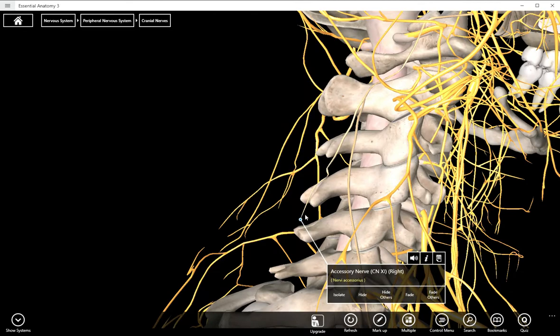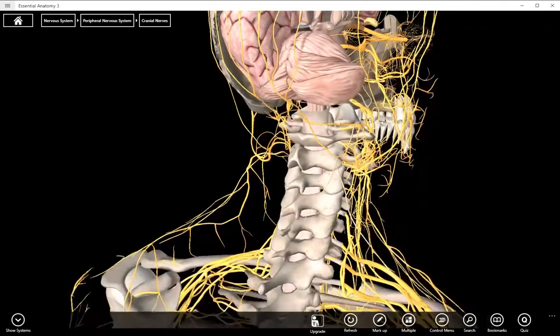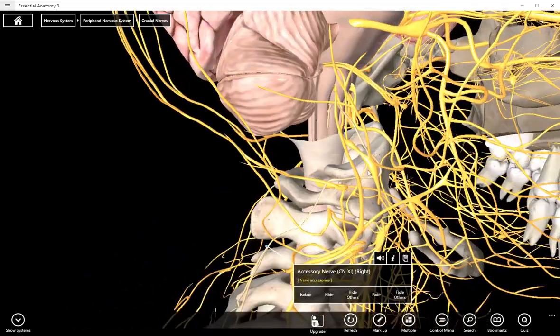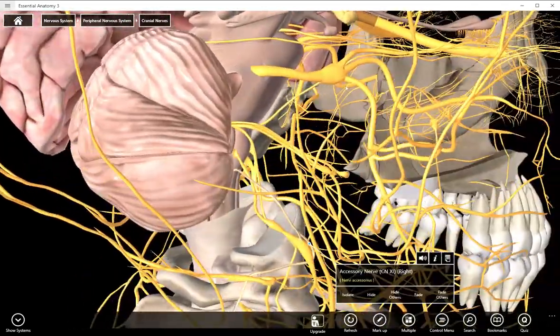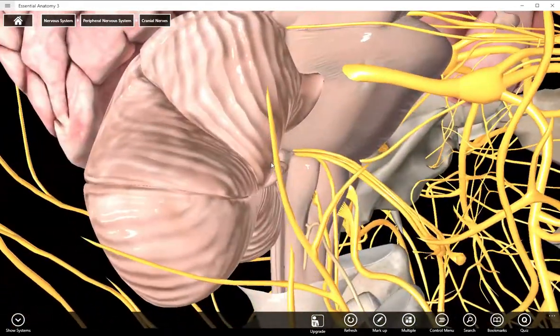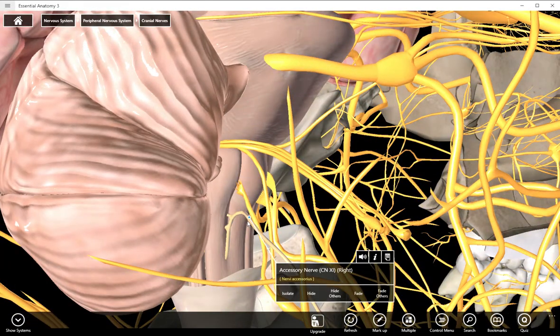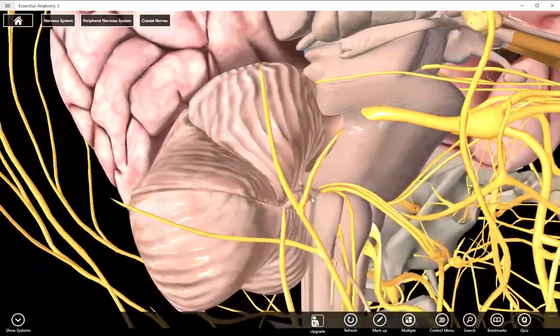And there it is, so it's giving some innervation to your trapezius muscle. That is one of the nerves that innervates your trapezius. So if you shrug your shoulders, it's actually a cranial nerve that's accomplishing that for you. It's innervating your trapezius. So that's cranial nerve 11.